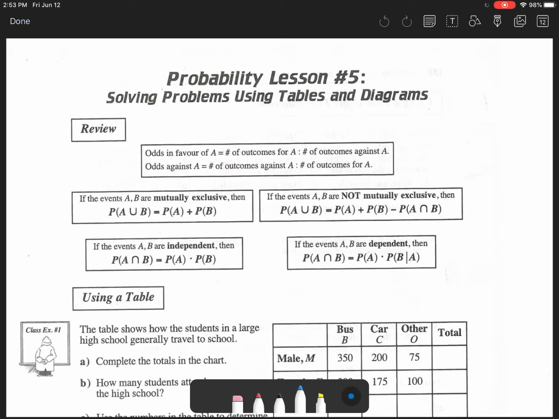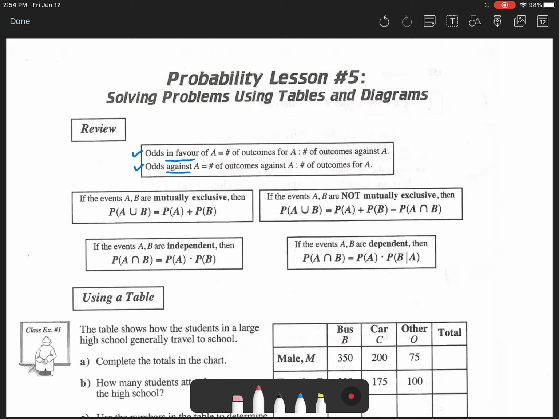At the top of today's lesson, they've been very nice to you. They do a little review for you, all the important concepts and formulas that we need to know moving forward. In the first box or rectangle, they talk about odds, and the key terms there are odds in favor of something versus odds against, and that will determine which way the ratio is being presented to you.